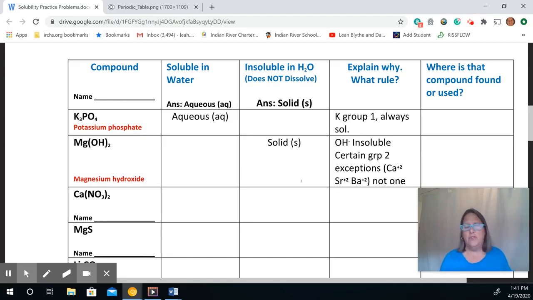So you just use your solubility rules, the periodic table, look at that compound. What group is the metal in? Or is it a non-metal, and is it in group 7? Use those rules to figure out whether they are insoluble or soluble.